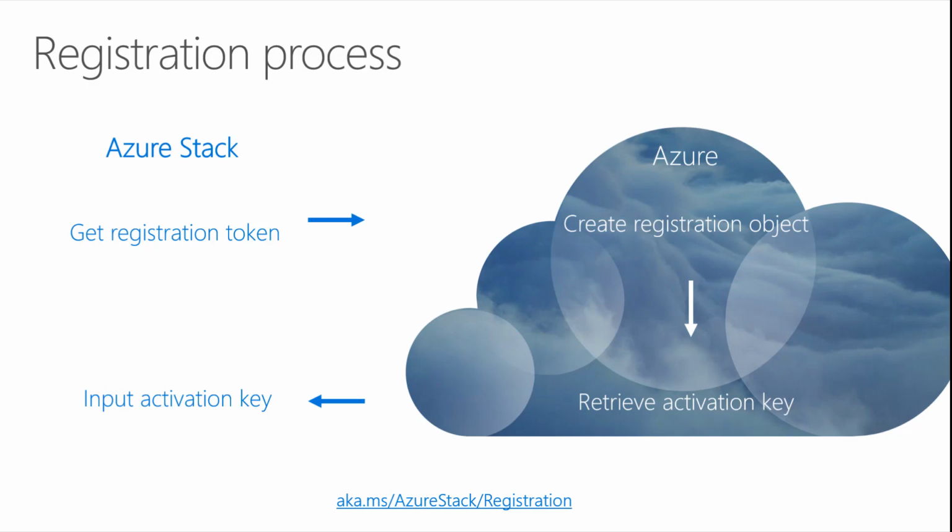So there's two ways to do this, depending on whether you're in connected or disconnected mode. If you're connected, it all just works transparently through the magic of the web. But if you're disconnected and don't have any internet connectivity, it's an offline process. You can still do these steps, but it's a little bit more of a manual process. And again, there's a shortcut at the bottom, aka.ms/AzureStack/registration. You'll learn more about that.